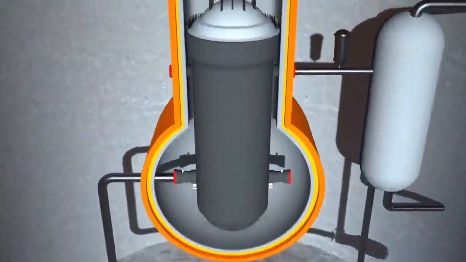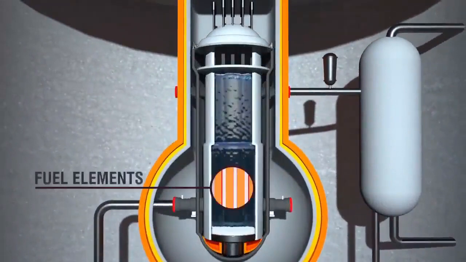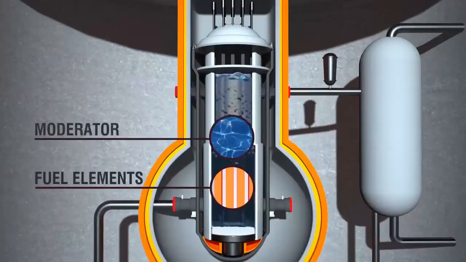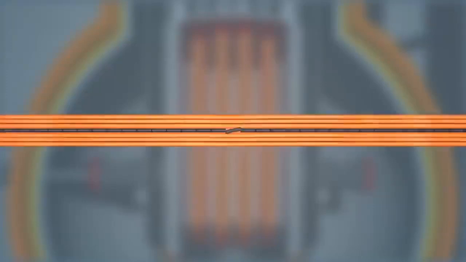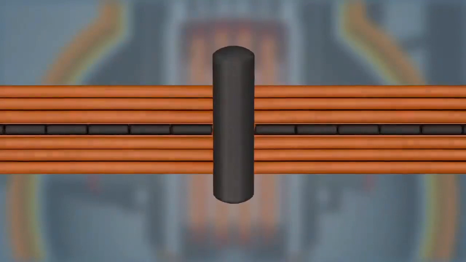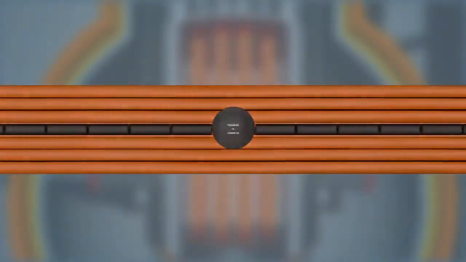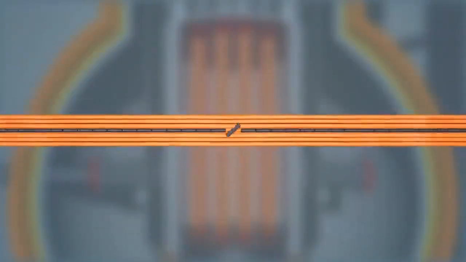The nuclear reactor consists of three core components: fuel elements, moderator, control rods. Fuel elements consist of cylindrical rods put into bundles. A uranium oxide ceramic is formed into pellets and inserted into zircaloy tubes that are bundled together and contain fissionable nuclei of uranium-235 or uranium-238. The number of rods varies greatly according to the size of the reactor.